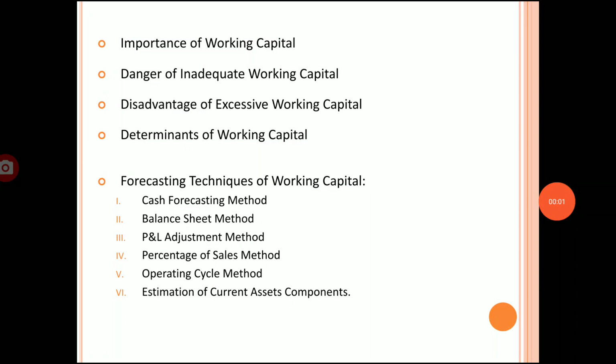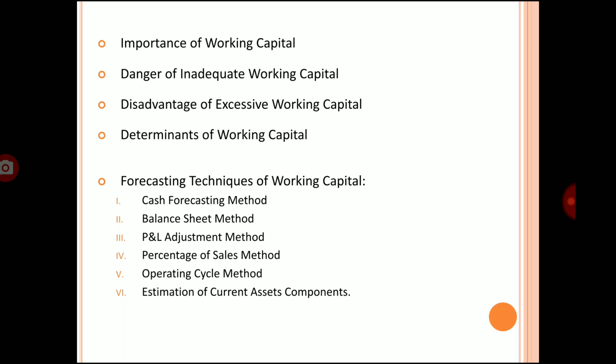Hello friends, in this video I will try to explain the various forecasting techniques of working capital and the procedure of computing the working capital. You students are in second semester, so you have to understand that though you don't have an examination on it now, this working capital subject is a whole subject in third semester. That's why you have to study this working capital very properly and understand the subject well.